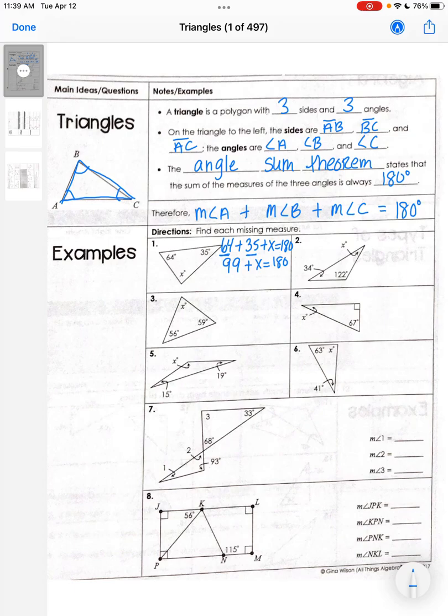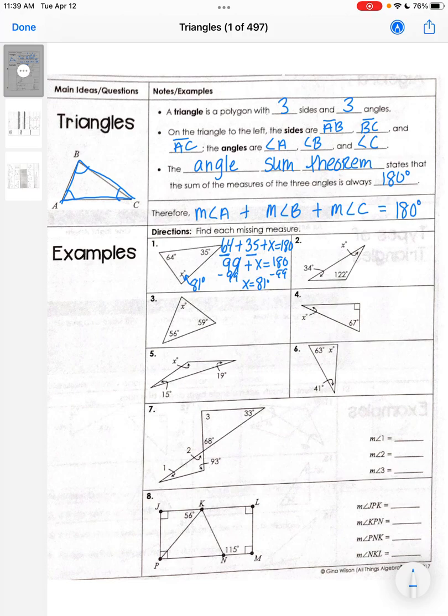Okay, you should know how to solve this from our complementary and supplementary angles. We're going to then subtract 99 from 180, and we get x equals 81 degrees. So that measurement right there is 81 degrees. Okay, we know how to do this because we all did algebra.